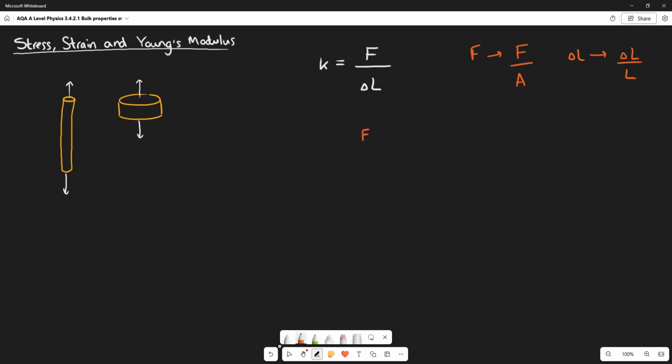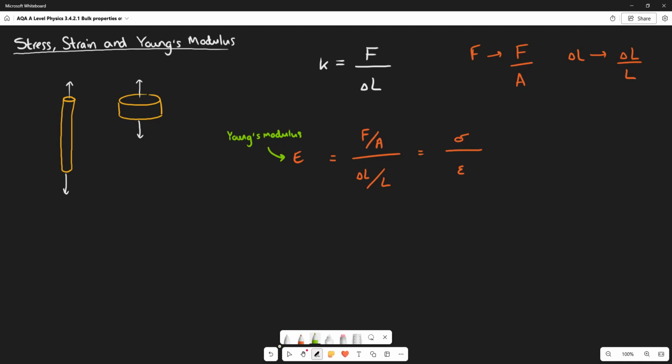So we now have force per unit cross-sectional area divided by the extension as a fraction of the original length gives us a new constant that we call Young's modulus. The force per cross-sectional area has been renamed stress, and the change in length compared with original length has been renamed strain.